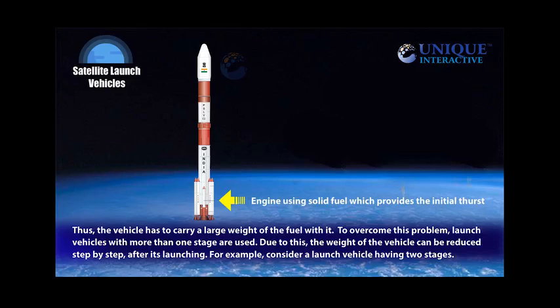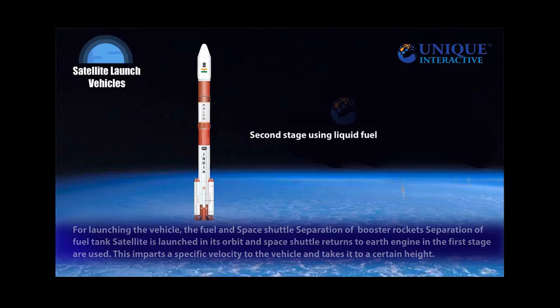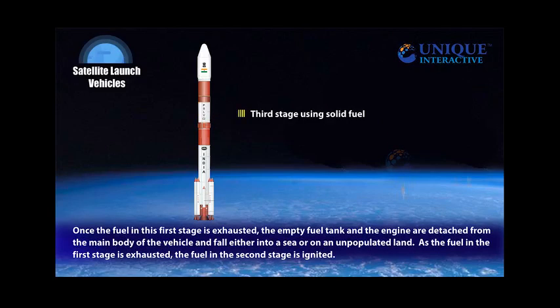For example, consider a launch vehicle having two stages. For launching the vehicle, the fuel and engine in the first stage are used. This imparts a specific velocity to the vehicle and takes it to a certain height. Once the fuel in this first stage is exhausted, the empty fuel tank and the engine are detached from the main body of the vehicle and fall either into a sea or on an unpopulated land.